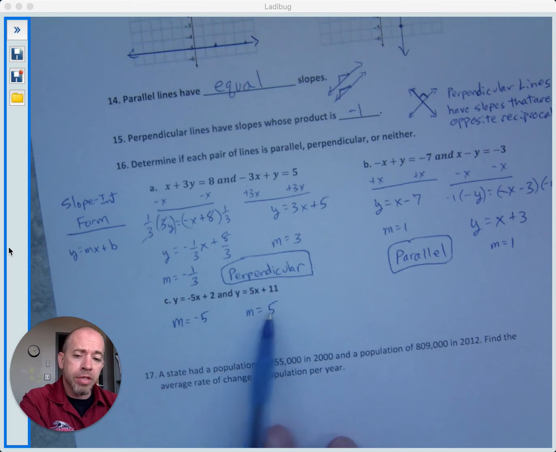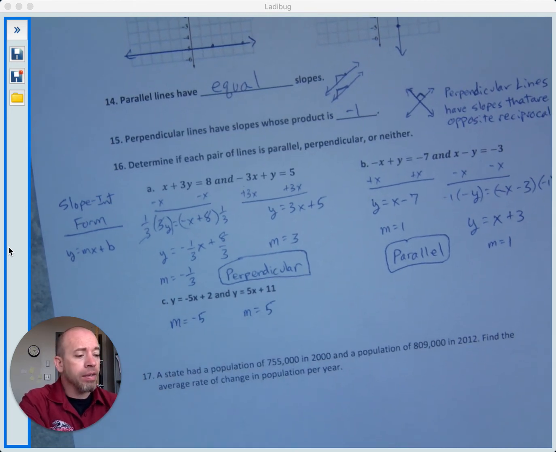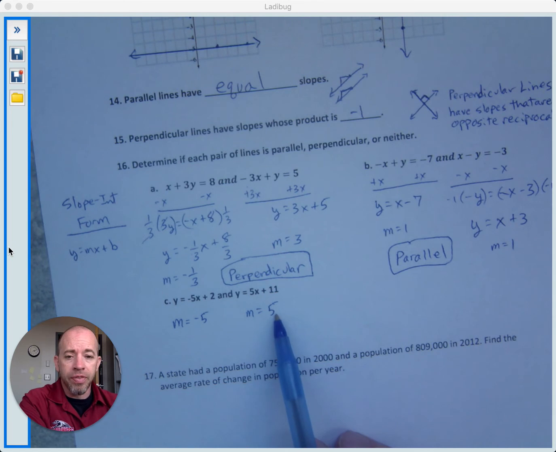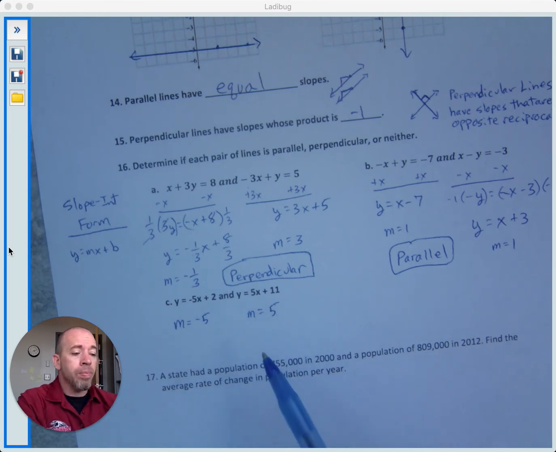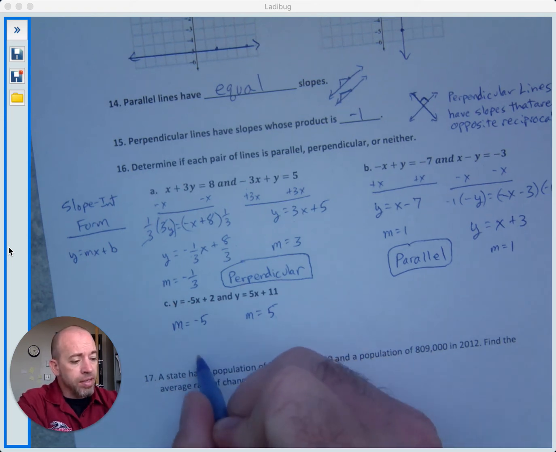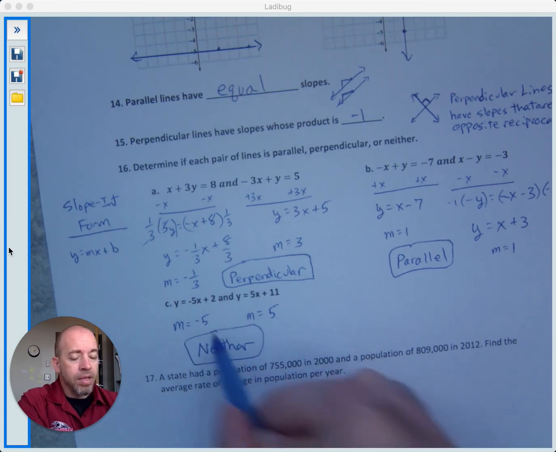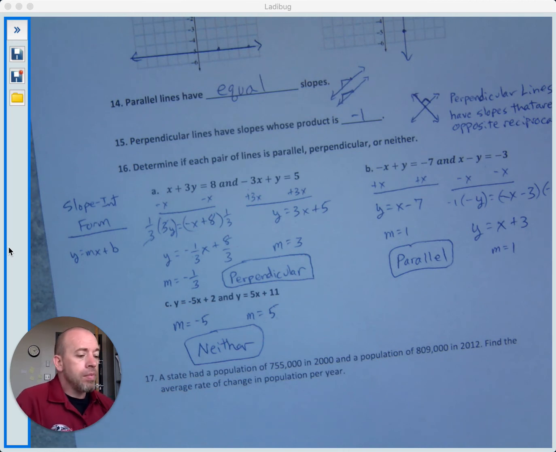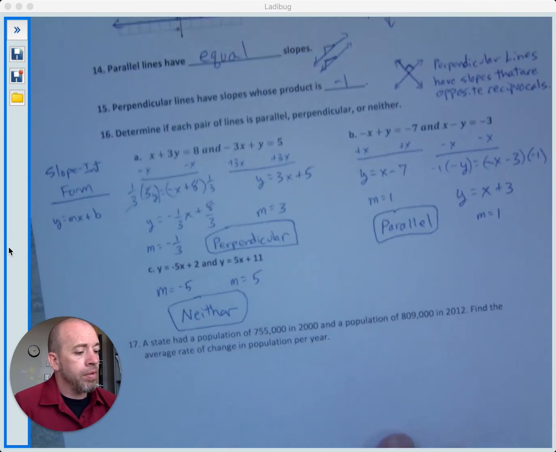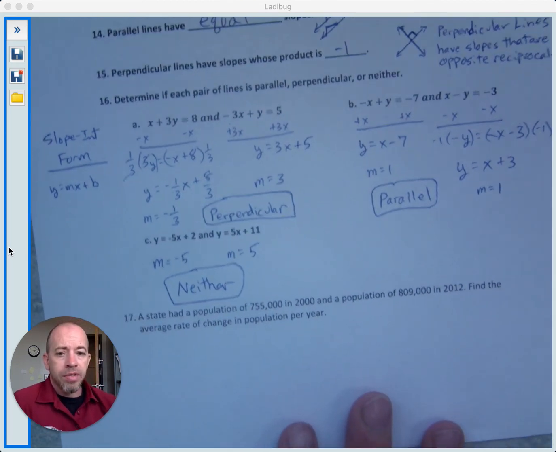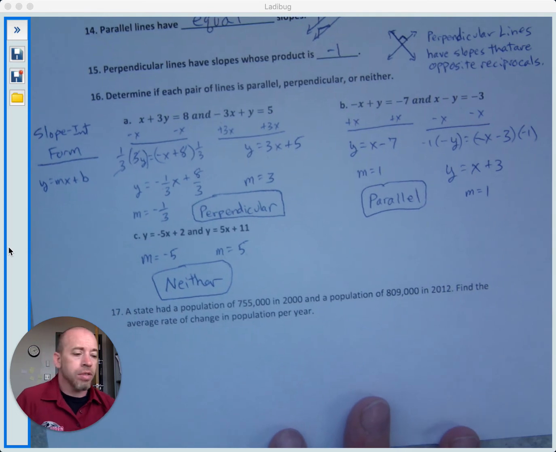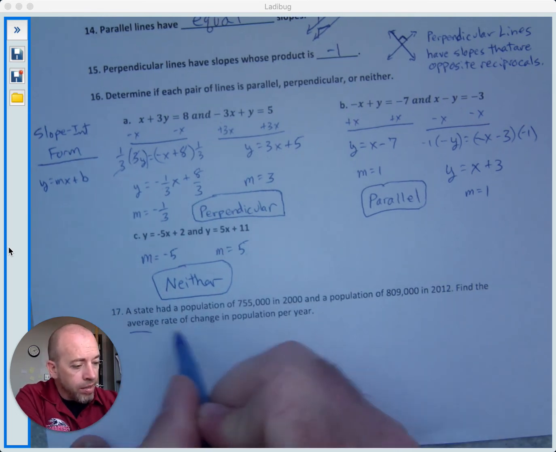Are they opposite reciprocals? They are not, right? If they were, this would be a 1/5 instead of a 5. So these two lines are neither parallel nor perpendicular, and so we say they're neither in this case. We have one more example on this page here, and this example gives us kind of a real-life situation and asks us to find what's called the average rate of change.